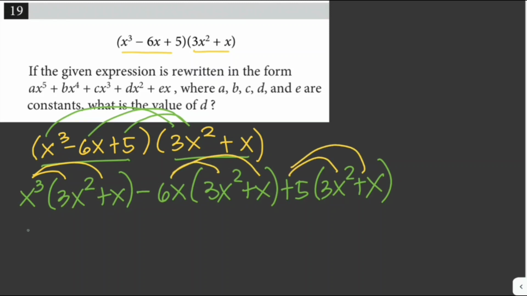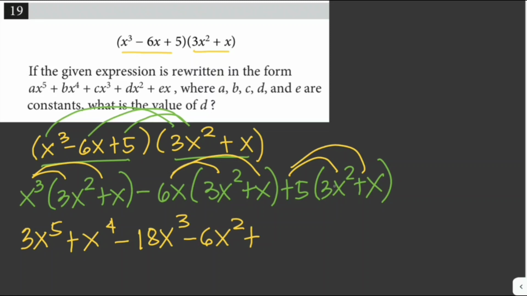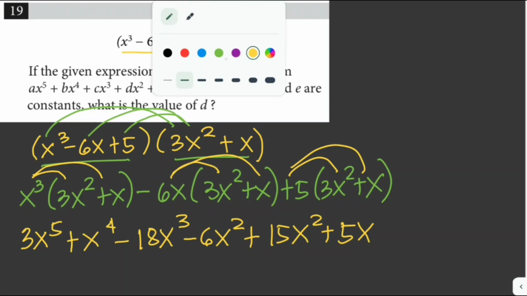So x cubed times 3x squared is 3x to the fifth, plus x cubed times x is x to the fourth. Negative 6x times 3x squared is negative 18x cubed. Then negative 6x times x is minus 6x squared. And then plus 5 times 3x squared is 15x squared, plus 5 times x is 5x. And now we can group like terms.